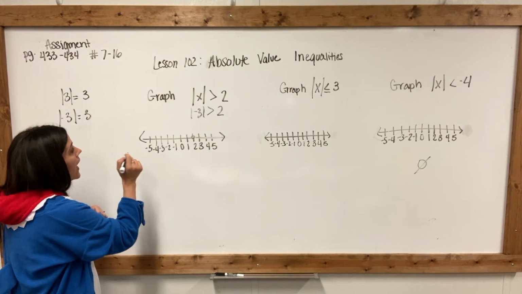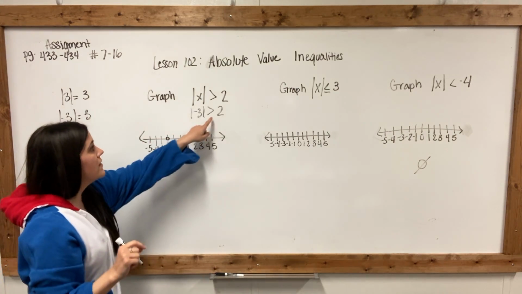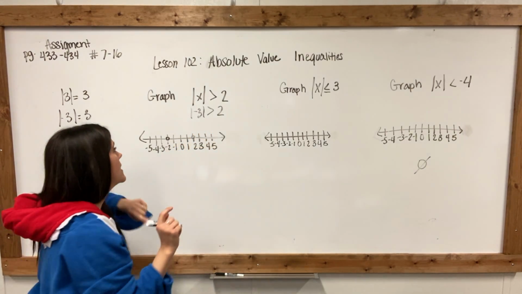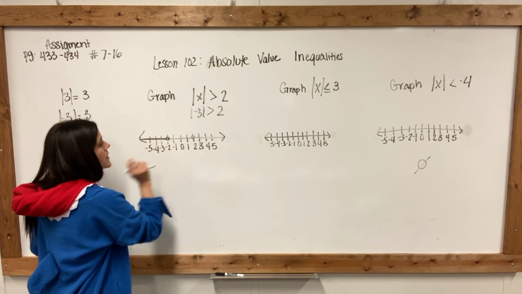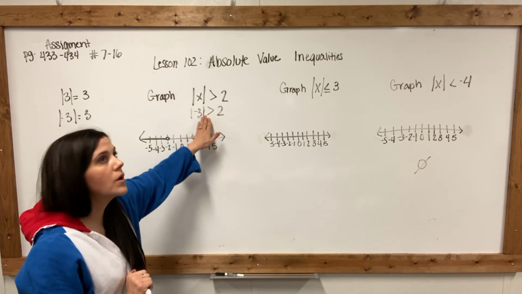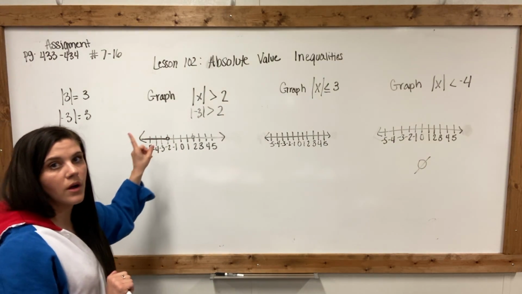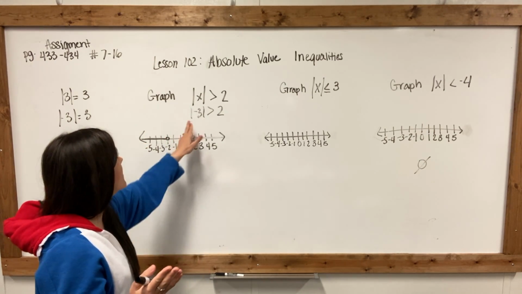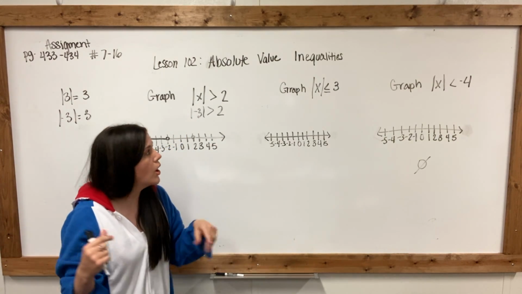So I am going to also shade everything this direction. Remember, if there was a line underneath it, then my circle would be filled in, but it is not. So I'm going to shade everything this side with an open circle, right? Because -5 would also make this statement true. Anything further past -2 on the number line would also make this statement true. The absolute value of -5 would be 5, which is greater than 2, okay? All right, let's look at another one.